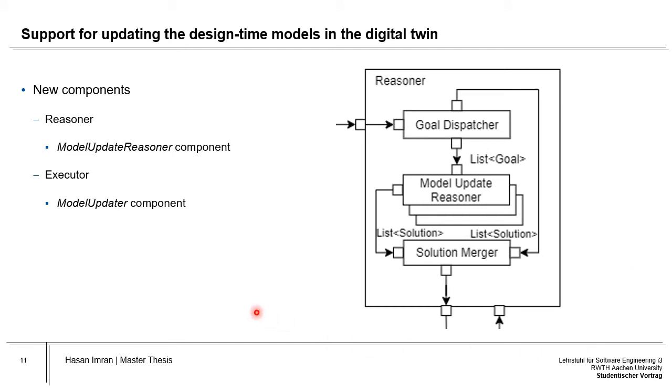Now we talk about the reasoner. As we talked about, there are new components introduced. What the reasoner would do is, from the evaluator, it would get the corresponding type of goal. Based on that, the goal dispatcher would filter it and pass it to the respective component. In this example, we only talk about the model update goal. So the model update goal will be passed to the model update reasoner. It would then be transformed to a solution, and then it would be passed to the solution merger, which would then be sent to the executor.